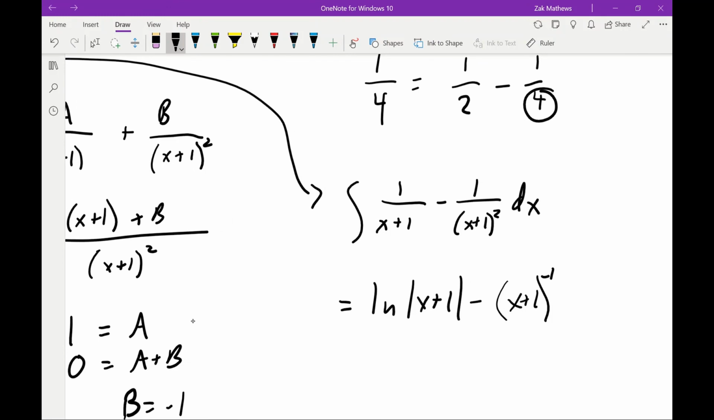which would mean this needs to be a plus. Because if we take the derivative of x plus 1 to the negative 1, multiply the negative to the front, and then that exponent goes up to a 2, that's where we're getting the square from. And then we have our plus c. And there's our answer.